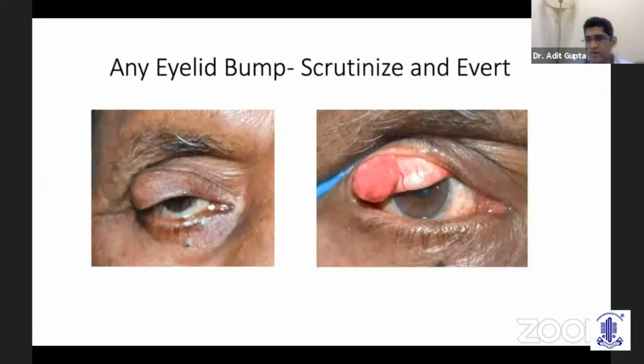The list of orbital eyelid tumors is unending, and I can go on and on. But due to time limits and to consider that we need to do it from a postgraduate perspective, one take-home message which I would like to give in a routine clinic is, for any eyelid nodule or bump, you always scrutinize and avert to look at the tarsus, because you could be looking at a sebaceous gland carcinoma, in which time can matter.